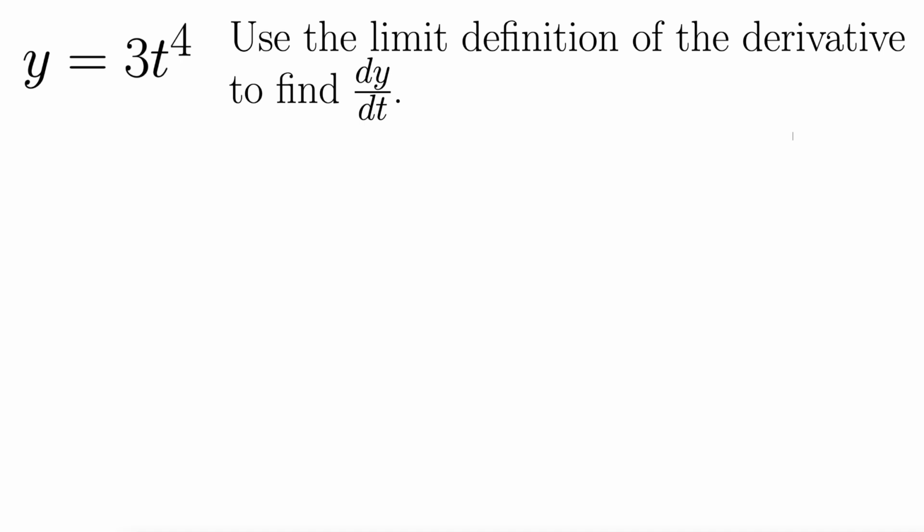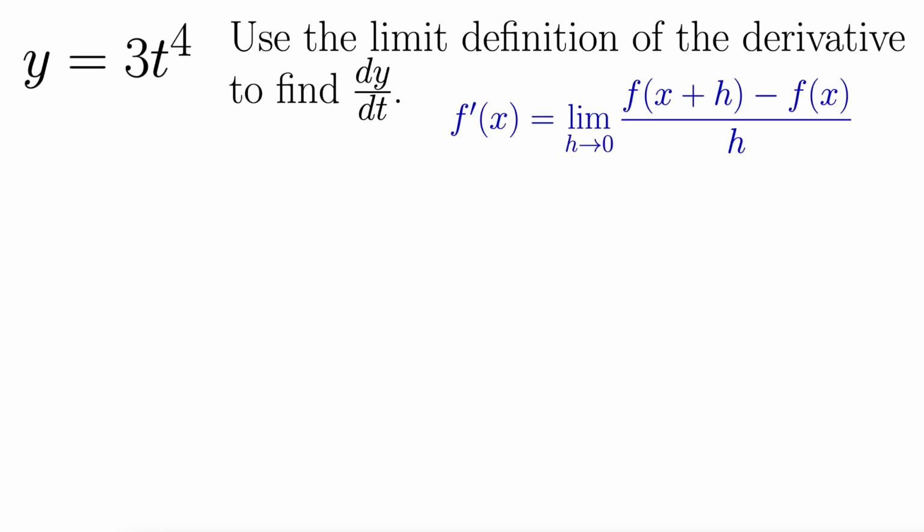We are given y equals 3t to the fourth and asked to use the limit definition of the derivative to find dy/dt. Recall that the limit definition of the derivative is the limit as h goes to 0 of f of x plus h minus f of x, all over h. In our case, we'll be using t instead of x.